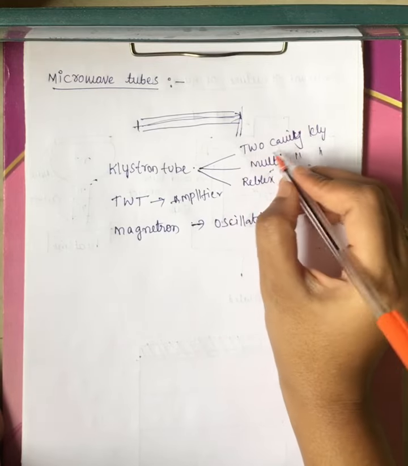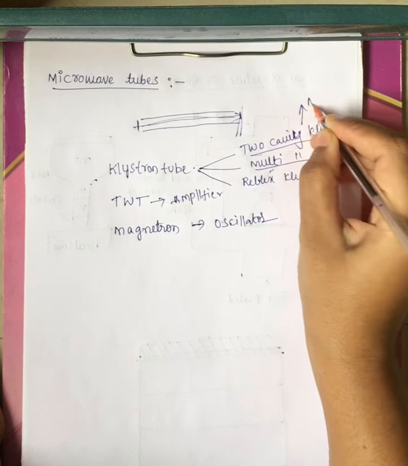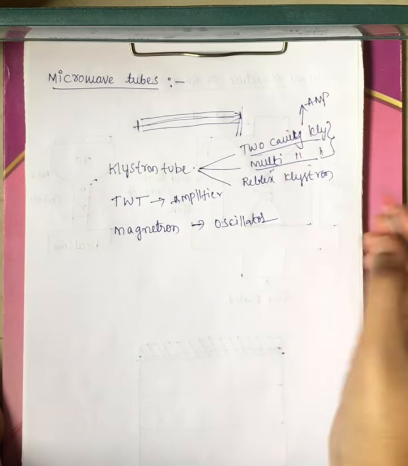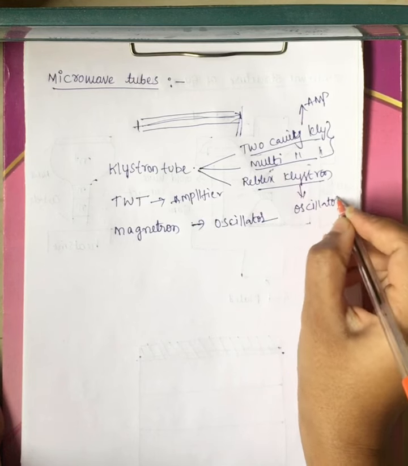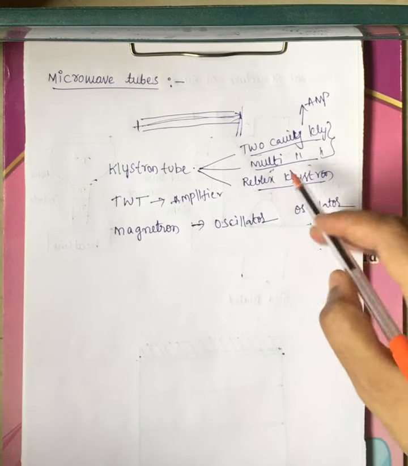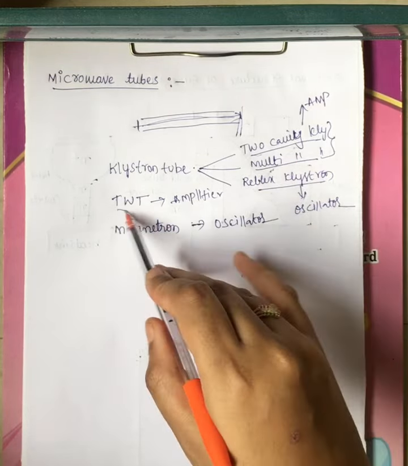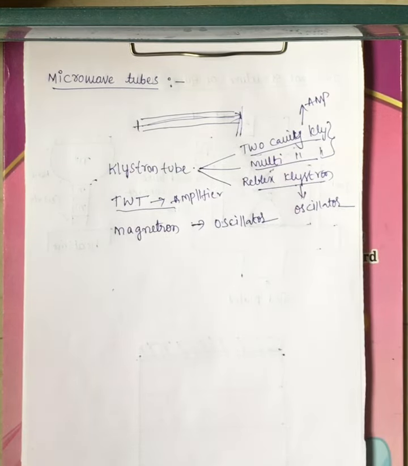Now coming to klystron, you have two cavity klystron and multi cavity klystron. These two are amplifiers, and reflex klystron is an oscillator, right? An amplifier amplifies a weak RF signal at the output. The amplifiers are two cavity klystron, multi cavity klystron, and TWT. And reflex klystron and magnetron are the two oscillators. Without giving any RF input, you generate the output signal, right?